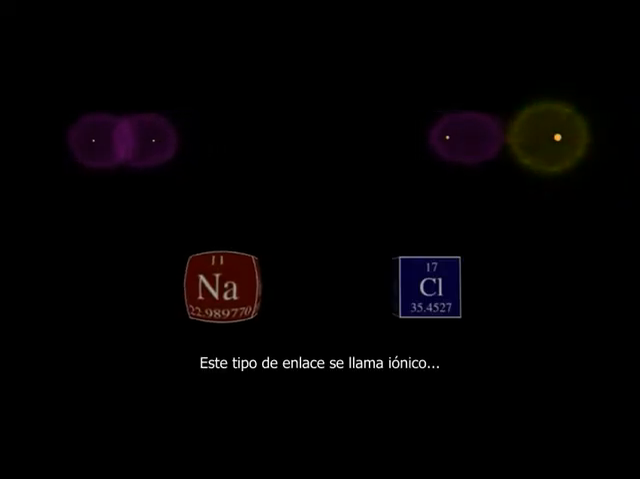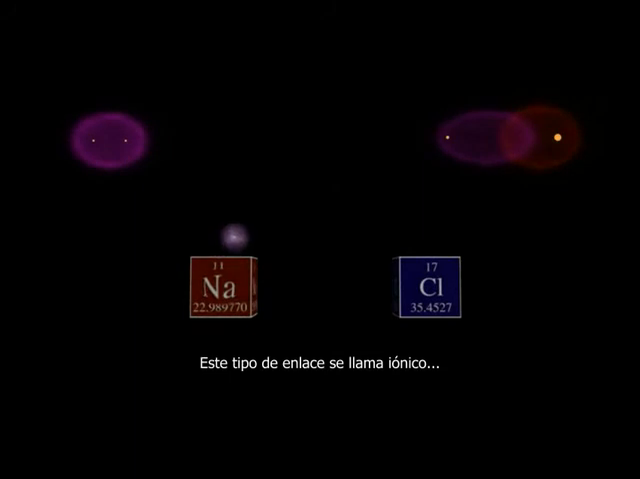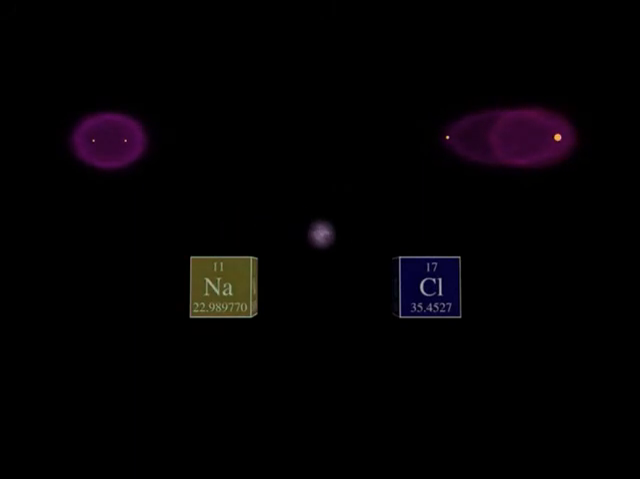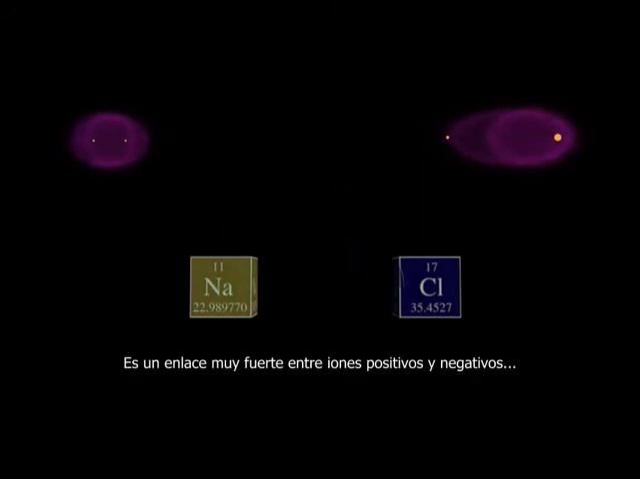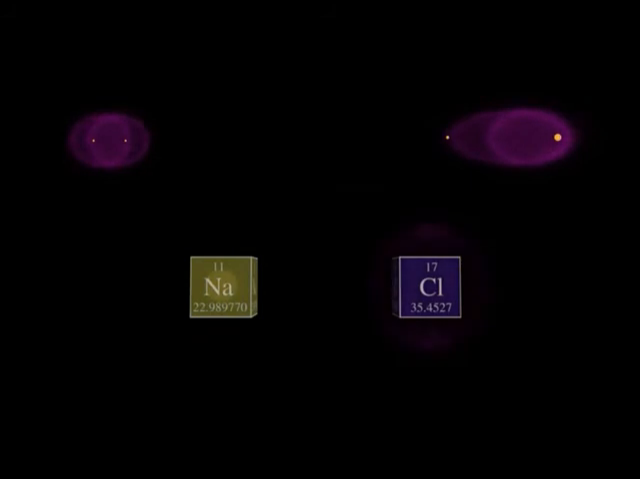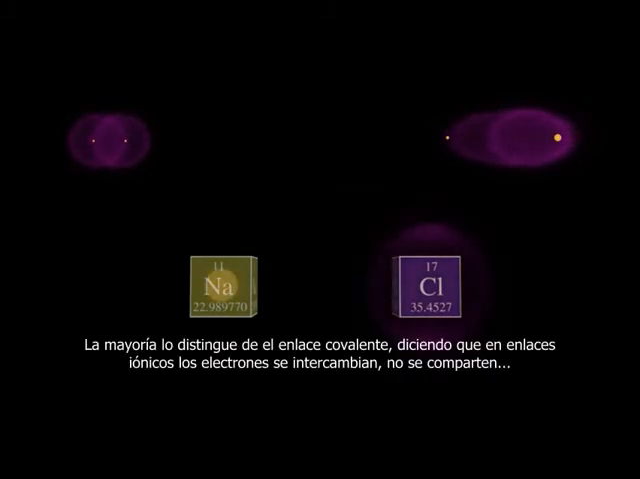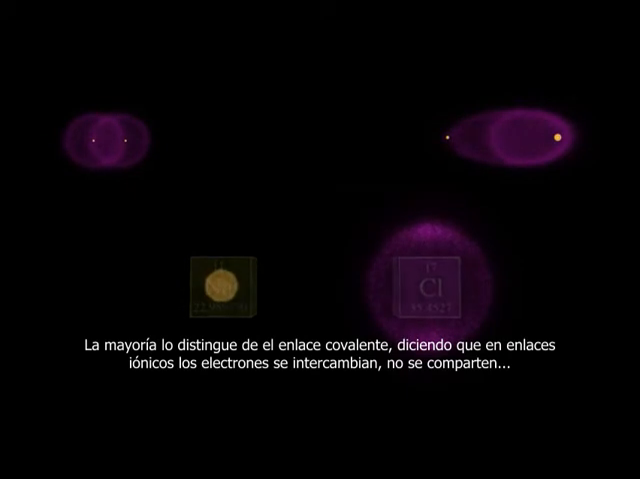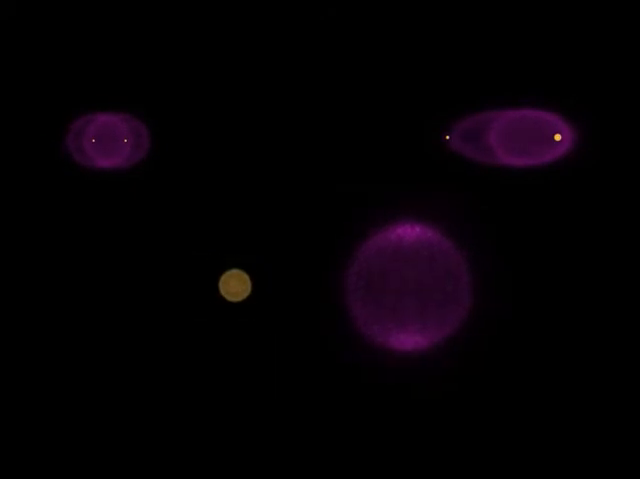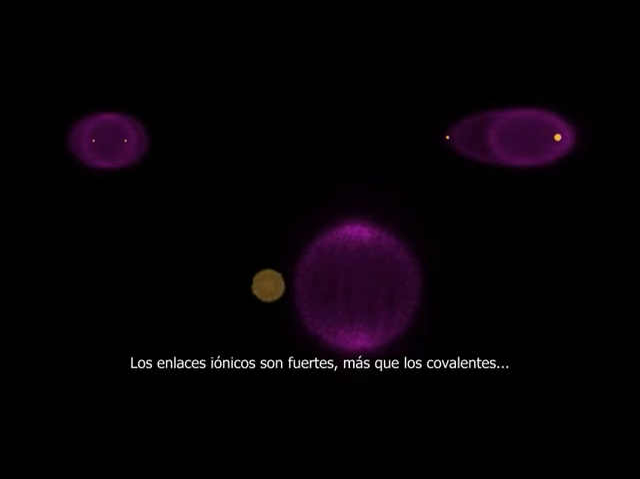This kind of bond is called an ionic bond. It has a very strong attraction between positive and negative ions. Most people differentiate this from a covalent bond by saying that in ionic bonds, electrons are exchanged instead of shared. Ionic bonds are very strong, stronger than covalent bonds.